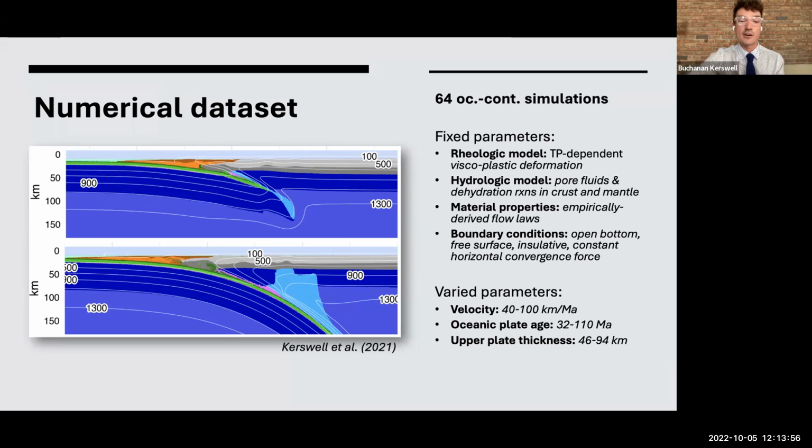The parameters that we vary are the velocity and the oceanic plate age, and if you take their product, you get the thermal parameter. This is what we're trying to evaluate any correlations with respect to. But also, in England et al.'s 2004 paper, they predict that the thickness of the upper plate is another important parameter that might control the distribution of this D value. So we went ahead and tested that too.